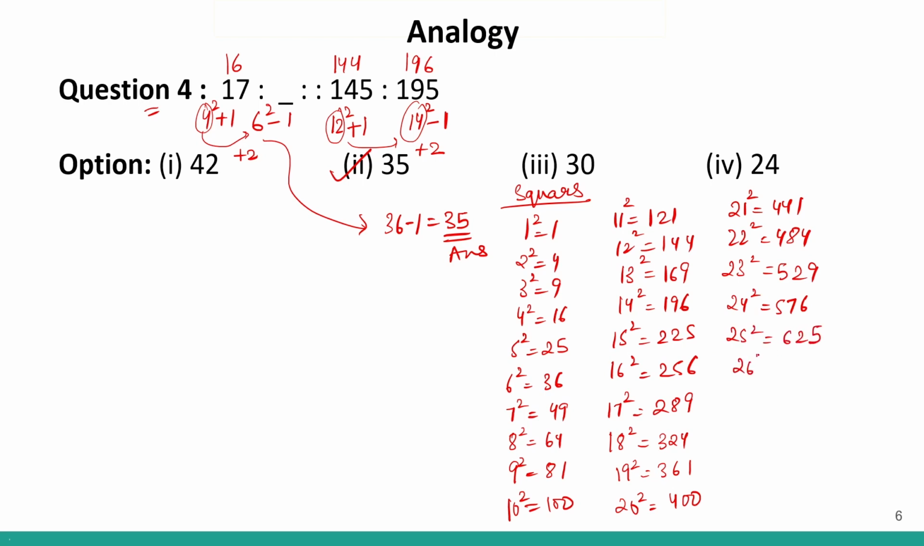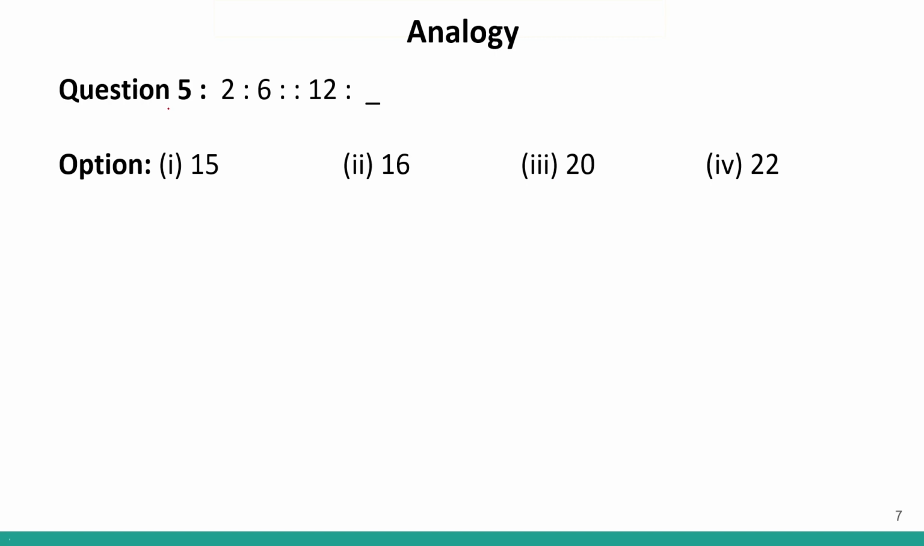Then we have 26 square, which is 676. 27 square, 729. 28 square, 784. 29 square is 841, and then we have 30 square, which is 900. So these are your squares. Okay, moving on to question number 5.